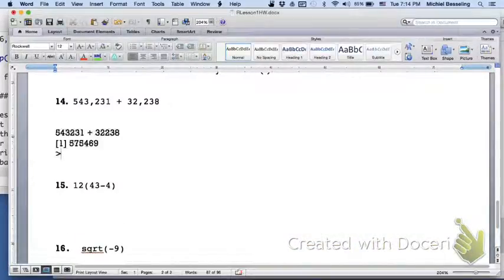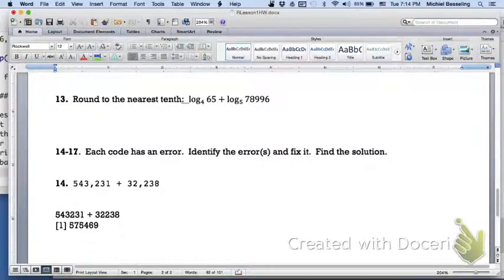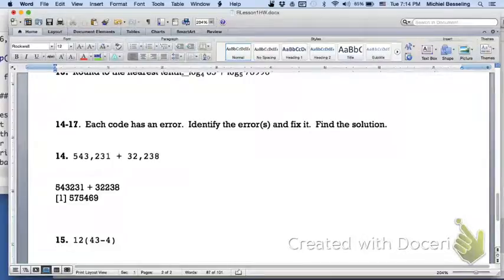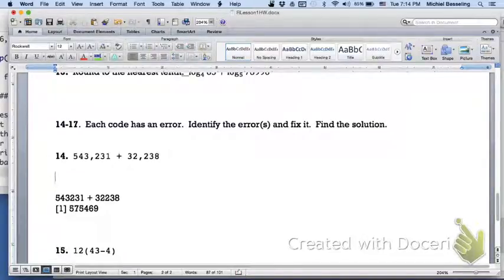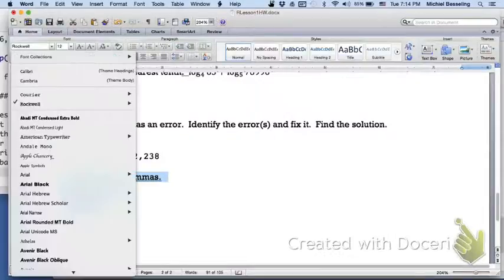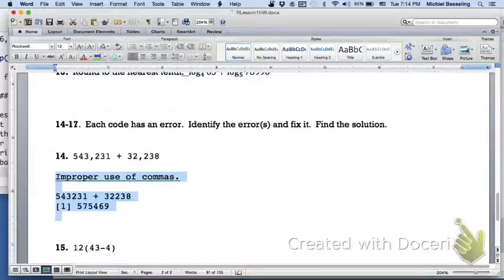So I'll do that first. And then it asks me to identify the error, and I can just identify it. It gave us the error code, but I'm just going to say improper use of commas. And again, maybe I'll just change my font to make it look just a little different.